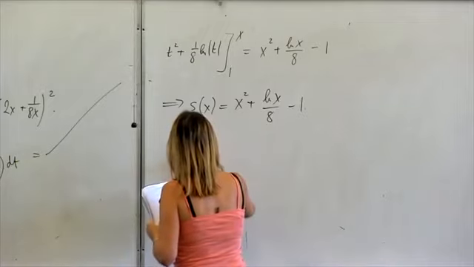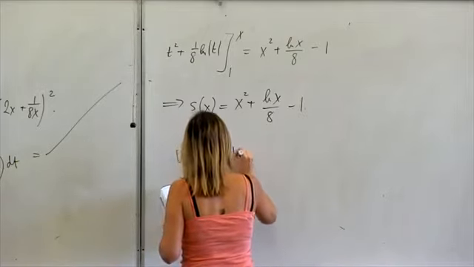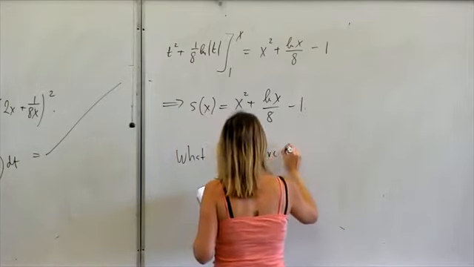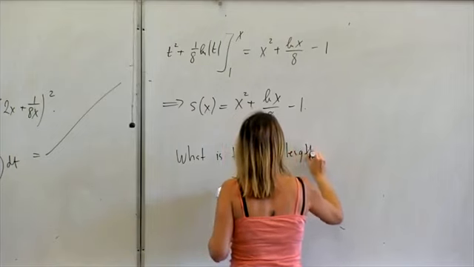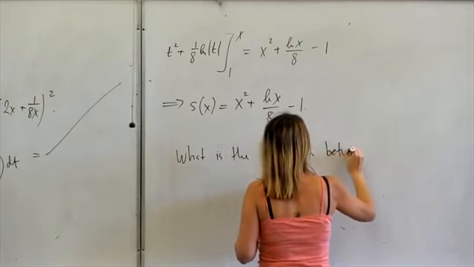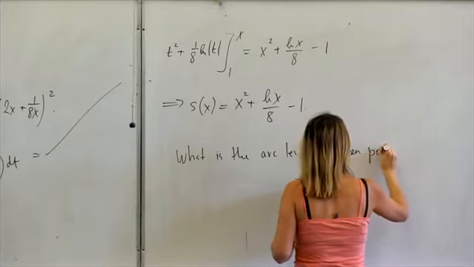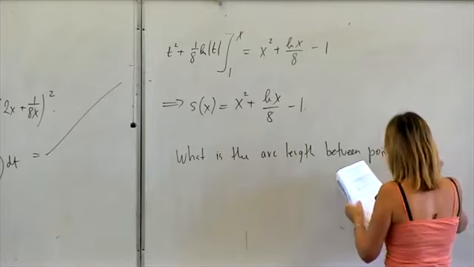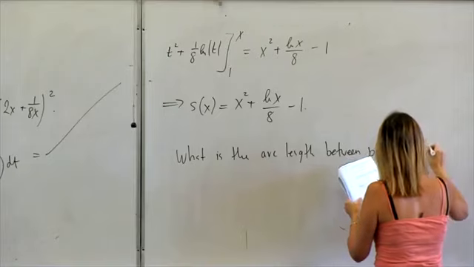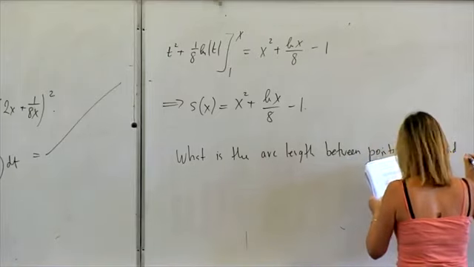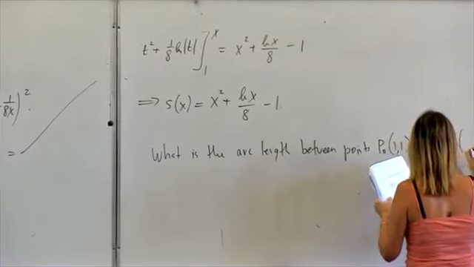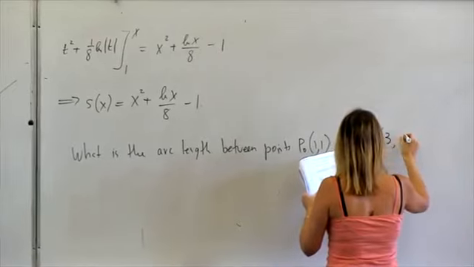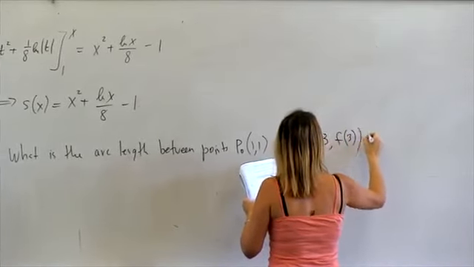So what is the arc length between points P naught 1, 1 and P1, 3, f of 3?